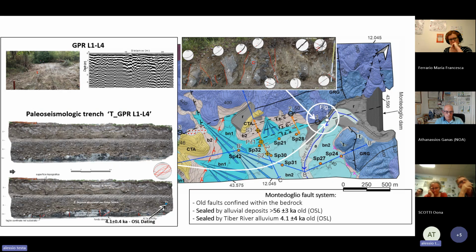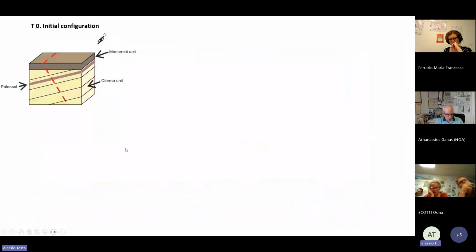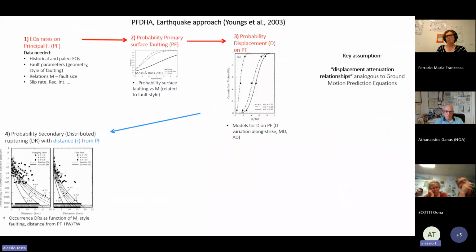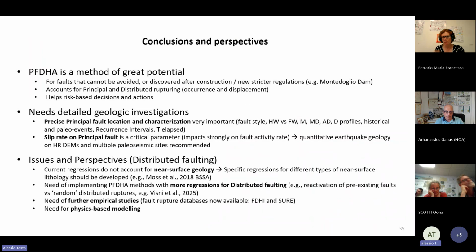That's why I put in the perspective here the needing of more regression for distributed faulting, also accounting the activation of pre-existing faults. So we have to distinguish between random distributed rupture, which of course can be related to other phenomena such as shaking, from ruptures on pre-existing discontinuities that of course we see here in the site of the fault.